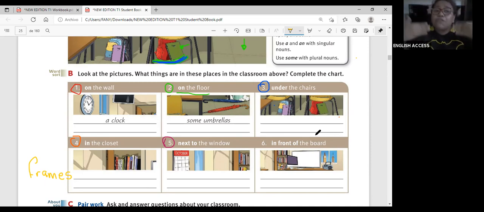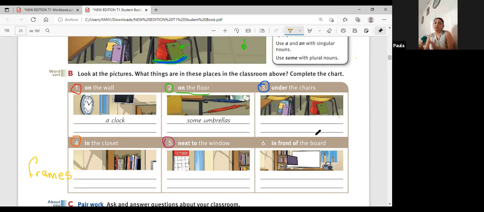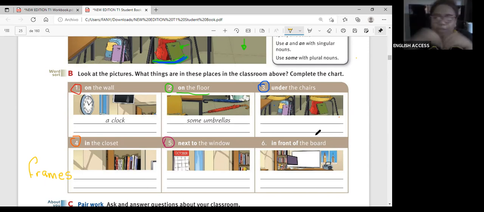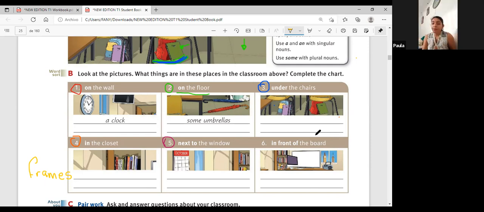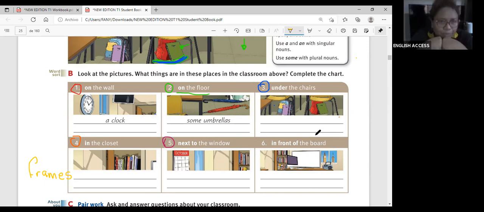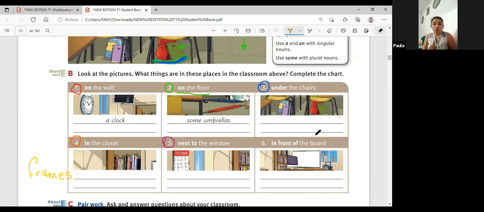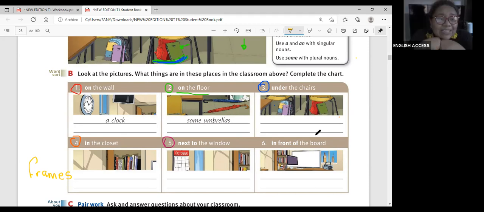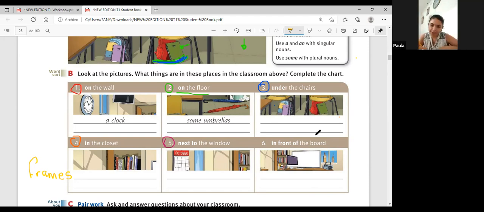Paula, what is in front of you? Cell phone. Your cell phone, okay. What else? What do you have in front of you? The door. Good. And ventilador, ¿cómo se dice? Fan. Your fan. Okay, excellent, good job.